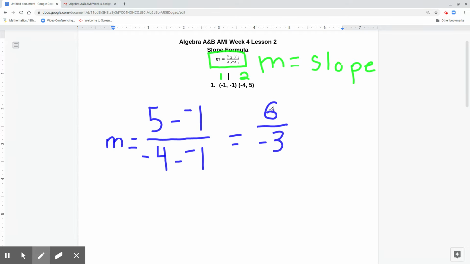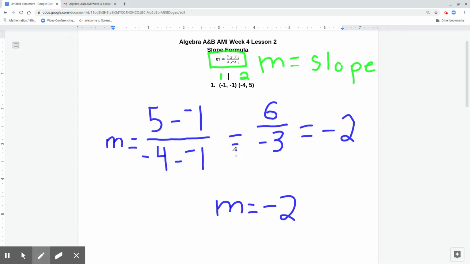I have 6 divided by negative 3, which would also be negative 2, because 6 divided by 3 is 2, and then a positive divided by a negative is always negative. So my slope here, in its most simplified form, is m equals negative 2.